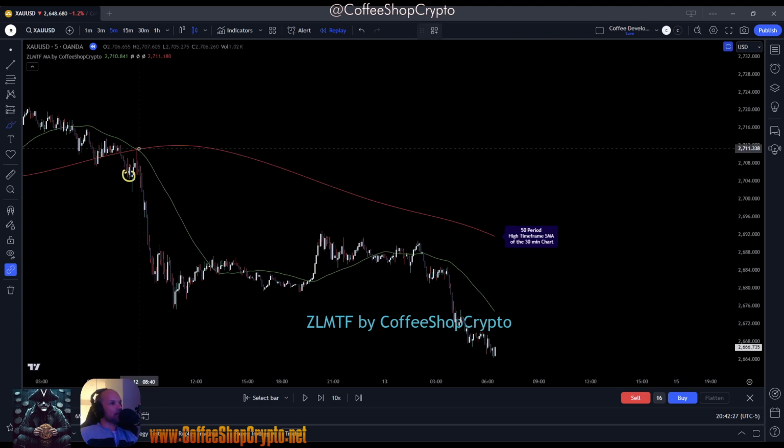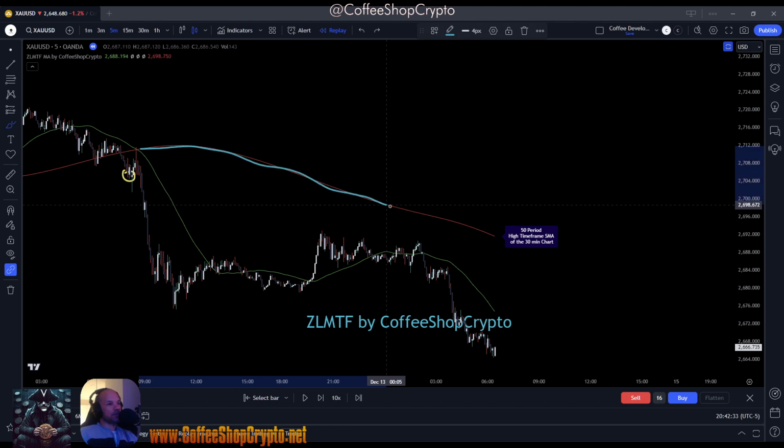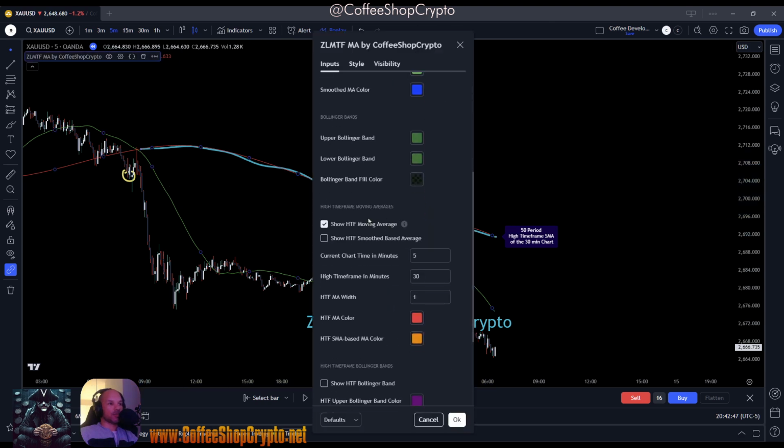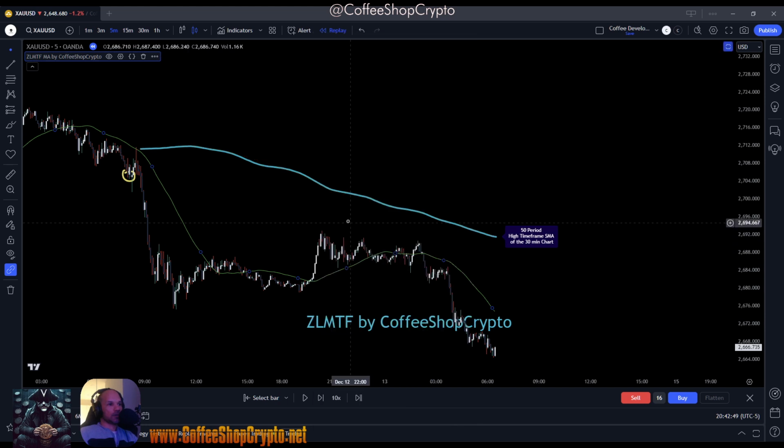This is telling me that the high time frame moving average is here. This is a 50 period 30-minute moving average. That's what that's telling me, okay? And this is a 50-period 5-minute moving average, right? This is a 5-minute chart. So let me just now turn off the high time frame, right? Turned it off. You can't see it.